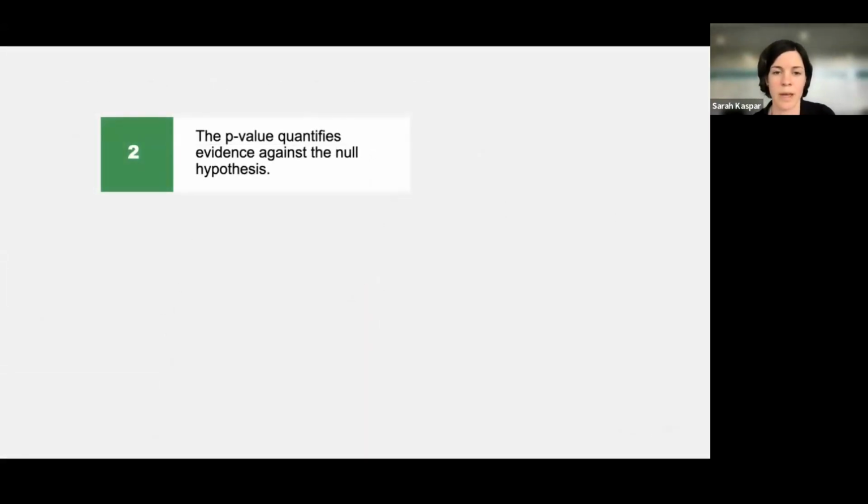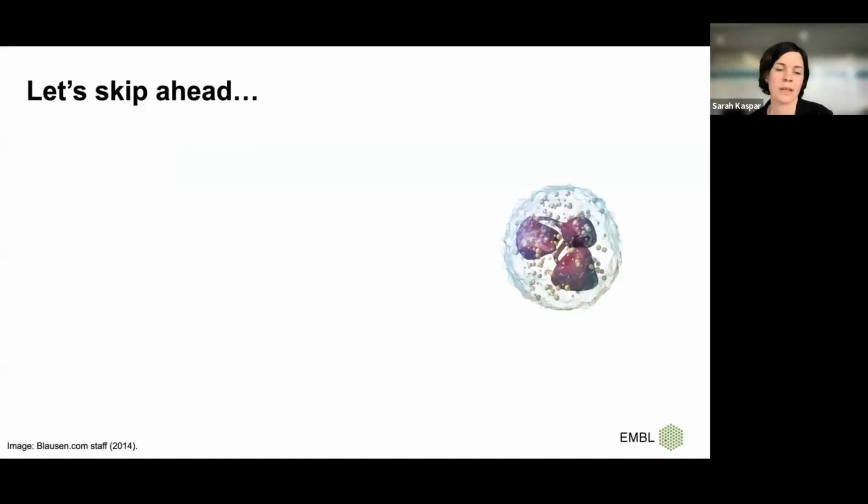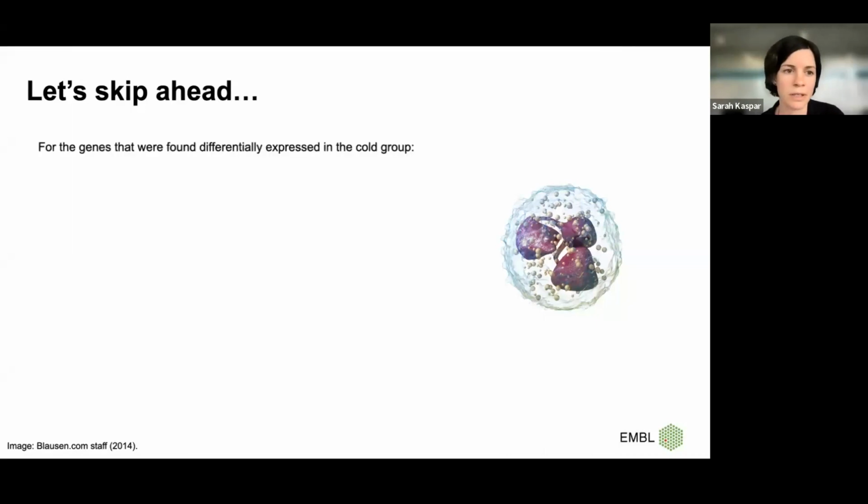Okay, so I hope what you have learned from this example is that the p-value quantifies evidence against the null hypothesis. So this is the intuition that I want to give you on your way for the p-value. Yes, it has a very clumsy definition, but it also has, I think, a very clear intuition. And with that in mind, I think we can now skip ahead a bit in the publication.